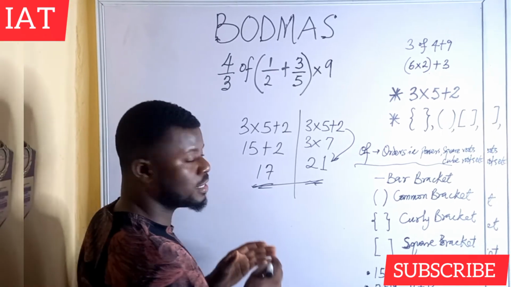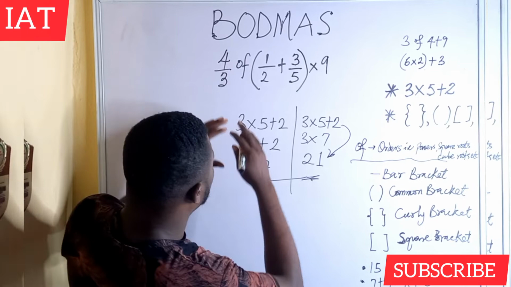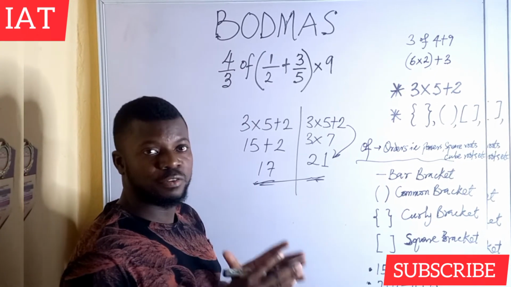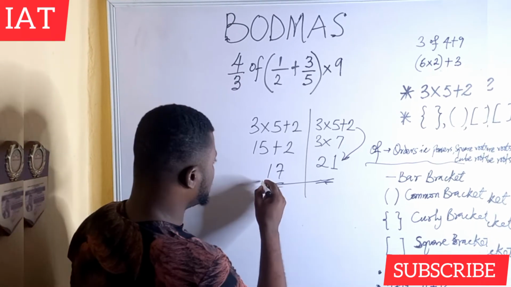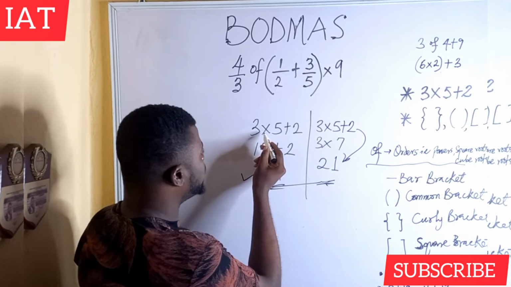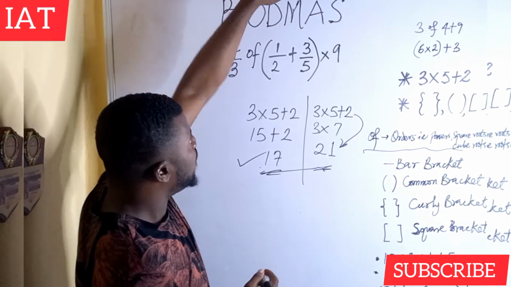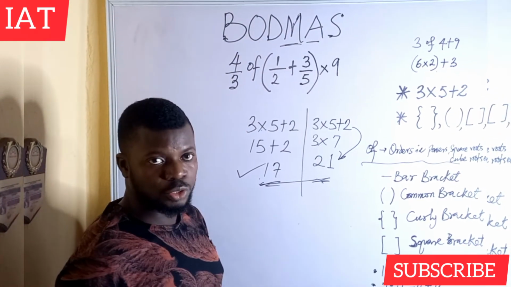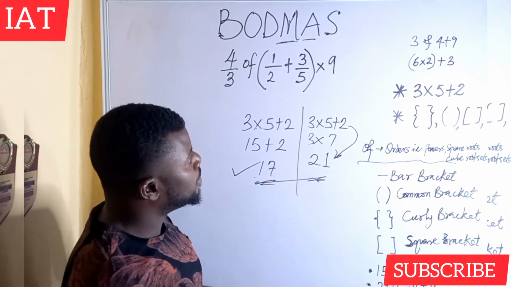BODMAS says that when you see addition and subtraction in a particular operation like this, what you should do is to consider the multiplication first. And after you're done with that, then you consider addition. So this is the correct one, because we have to consider multiplication, bracket of division, multiplication. Multiplication comes before we have addition and then subtraction, as the case may be. So that is that for this problem.